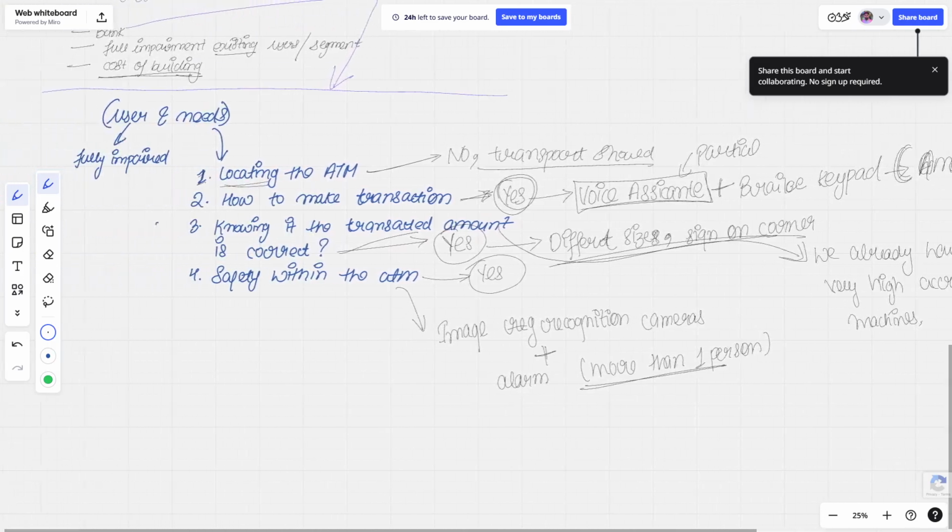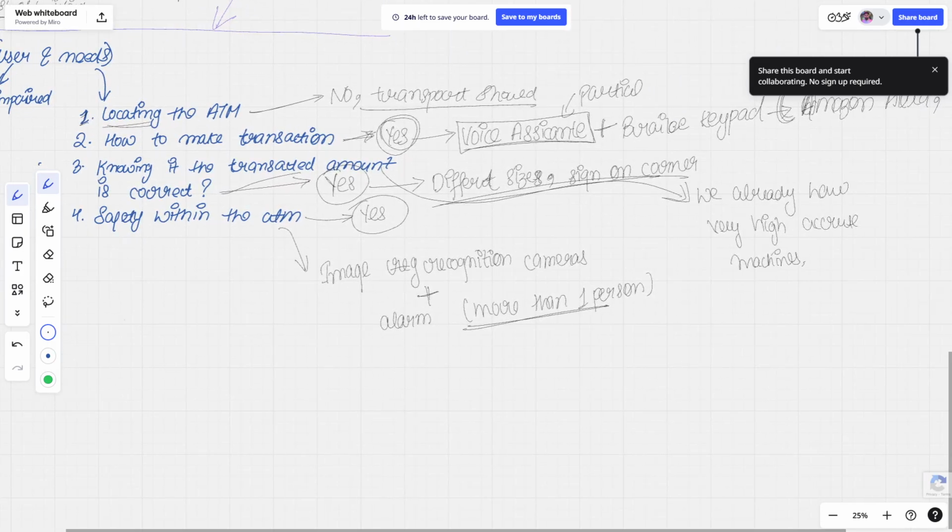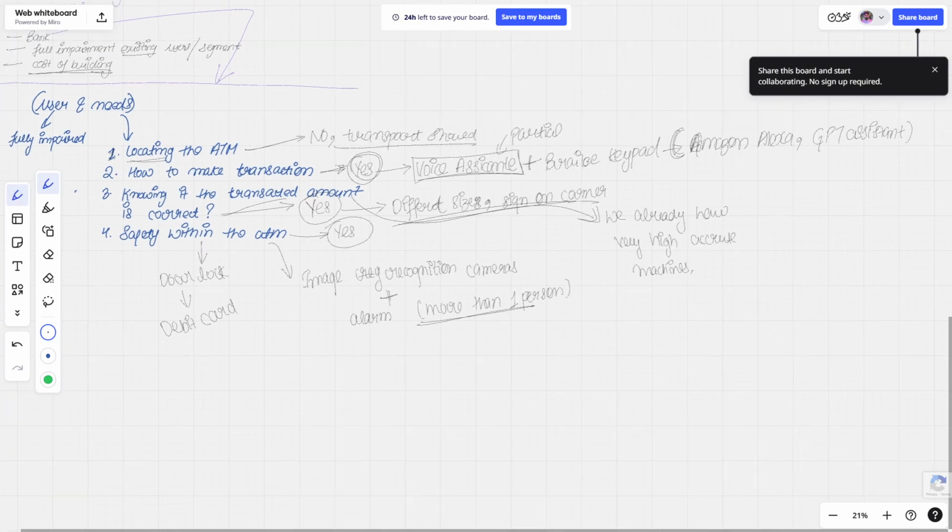When talking about the safety within the ATM, we can also add a door lock, because after a transaction a person could enter the ATM, so there could be a door lock which could be opened by the debit card of the person. So these are my basic solutions.